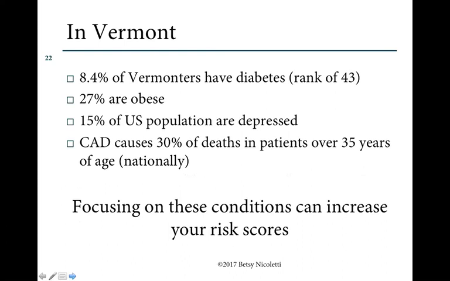So when I'm thinking about diagnosis coding and HCCs, I want to go where the volume is. Wherever I'm giving this, I look up and see in their state what percentage of patients have diabetes. And Vermont has one of the lowest incidences of diabetes. So we should be proud. It seems like we see a lot of patients with diabetes. Even though I moved to Massachusetts, I still think of myself as a Vermonter. So 8% of Vermonters have diabetes, 27% are obese. In the population, 15% of us are depressed, and coronary artery disease causes 30% of deaths in patients over 35.